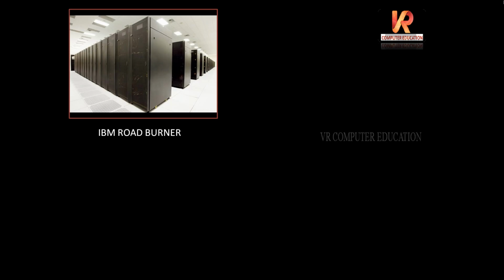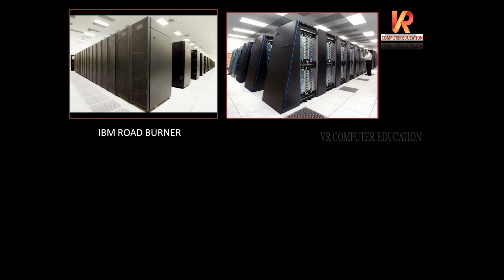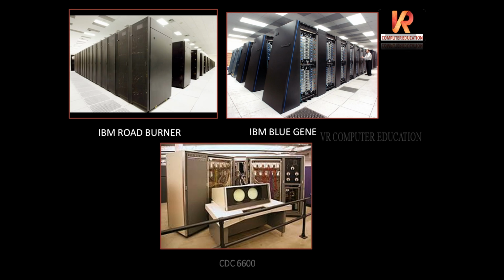So let us see some examples. This is the IBM Roadrunner, one supercomputer, and this is also IBM Blue Gene, another supercomputer. See how much space it takes, like multiple CPUs are arranged in a room or on a floor. Next, this is the CDC 6600, the old world's first supercomputer. Okay, this is about supercomputers and classification of computers based on size.